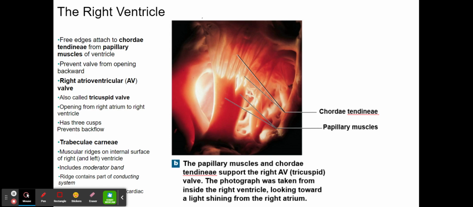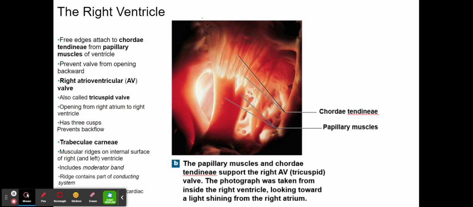The free edge of each cusp is attached to connective tissue fibers called chordae tendineae. The fibers originate at the papillary muscles, the conical muscular portions that arise from the inner surface of the right ventricle. The right AV valve closes when the right ventricle contracts, preventing the backflow of blood into the right atrium. Without the chordae tendineae to anchor their free edges, the cusps would swing like doors that permit blood flow in both directions. The internal surface of the ventricle also contains a series of muscular ridges, the trabeculae carneae.